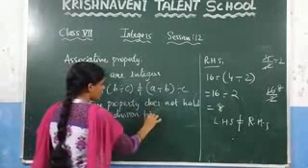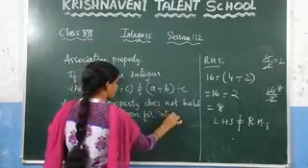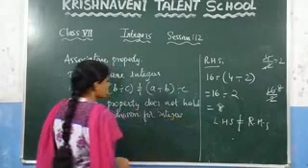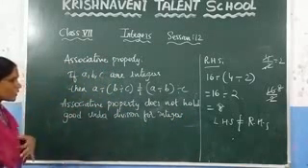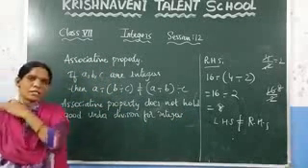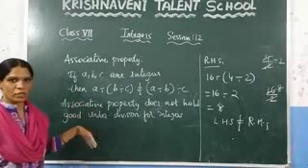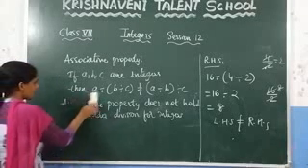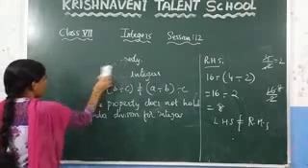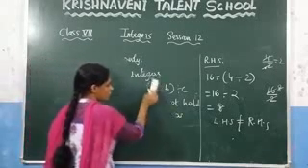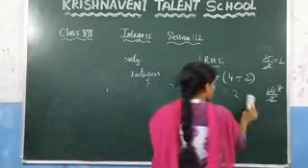For which numbers are we discussing this? Integers. These are the properties for the integers. We discussed addition, subtraction, multiplication and division. Now based on this we are going to solve the next exercise. In the next exercise there is only one problem. So see that problem.